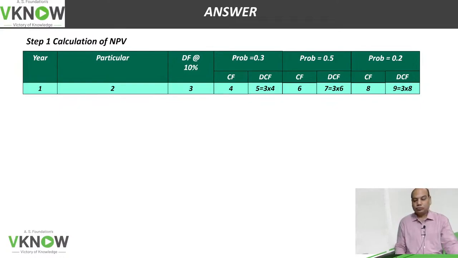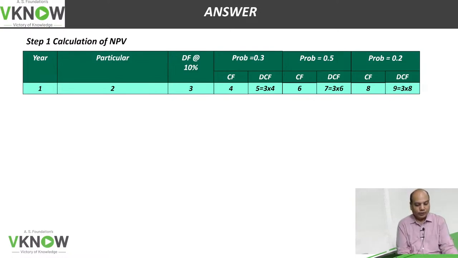Please come to step number 1. Calculation of NPV. Under that, draw this table first. First column, year. Second column, particulars. Third column, discounting factor at the rate 10%. Then probability column. Under probability column, probability equal to 0.3, two columns, cash flow column and discounted cash flow column.